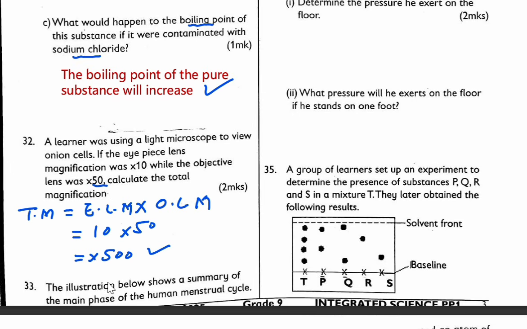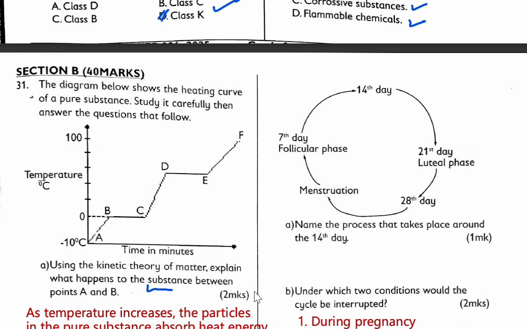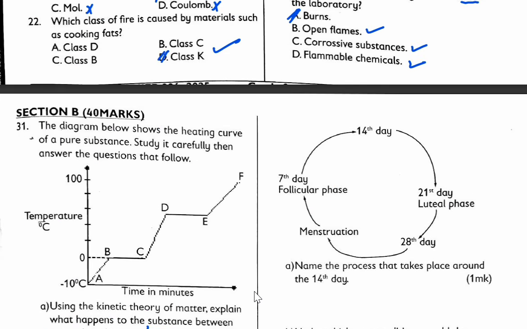33. The illustration below shows a summary of the main phases of the human menstrual cycle. Here we have the cycle. You can see it, and then you have menstruation, 7th day, the follicular phase, 14th day, and then you have the 21st day, the luteal phase, and then the 28th day. So this happens in girls. We know that this is a cycle that is common in girls.